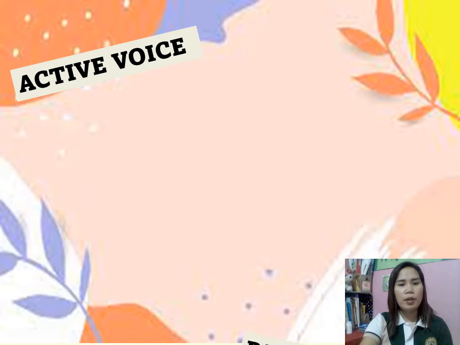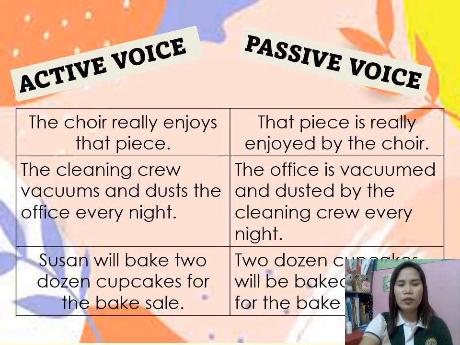Let's have some more examples. Active and passive. Number 1, the choir really enjoys that piece. That piece is really enjoyed by the choir. By the way, for number 1, the verb is enjoys and the subject is choir. Therefore, enjoys is present tense, so we use is enjoyed. Is is present tense, and enjoyed is the past participle of the verb.